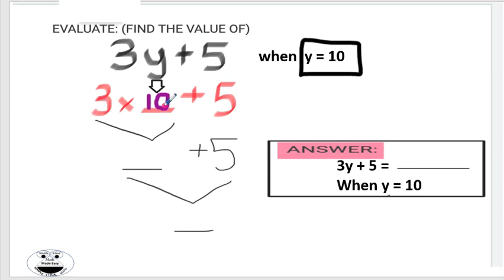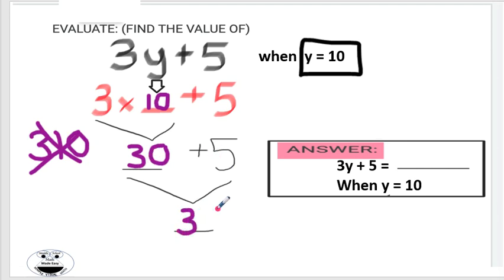Remember, this is 3 times 10. This is not just 310. Sometimes I see students do this. They just substitute the 10 there and they say, oh, that's 310. No. We are multiplying. And since we have to do multiplication before addition, we are going to do 3 times 10 first. And of course, you can use a calculator or do it in your head, however you want to do this. And 3 times 10 is 30. And then we need to do the next operation, which is 30 plus 5. And the final answer is 35.